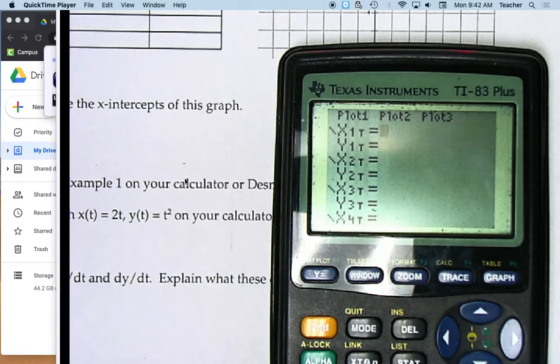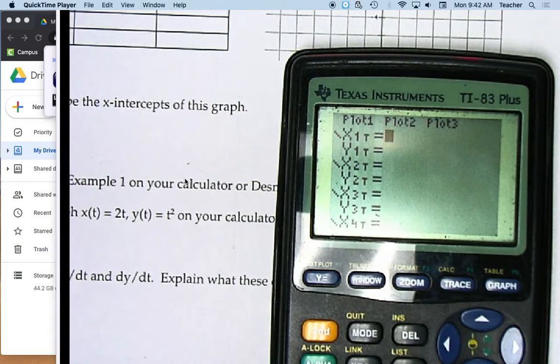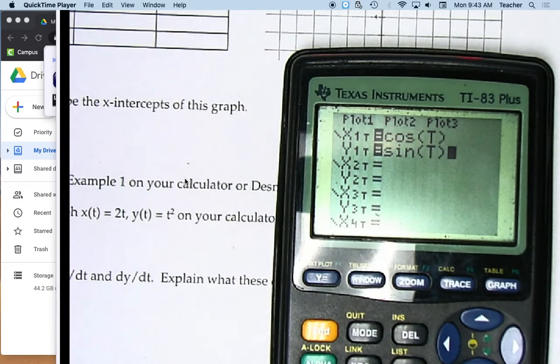And so just so you don't see the answers to the worksheet quite yet, let's just do cosine of t and sine of t. And so maybe you already know what this is going to be, right? When the x-coordinate is cosine t and the y-coordinate is sine t, that should sound familiar.